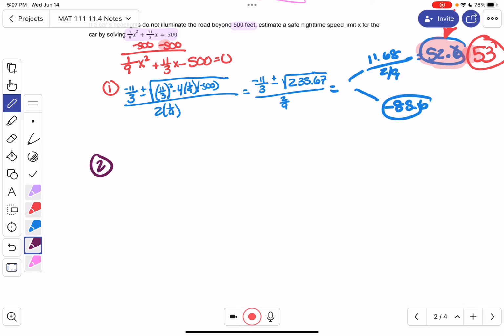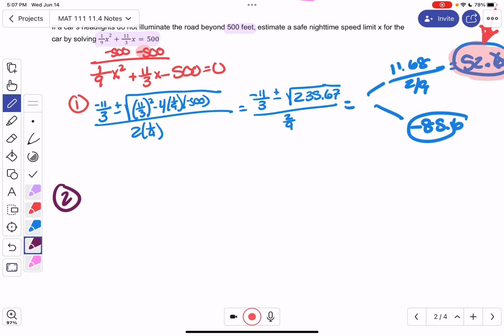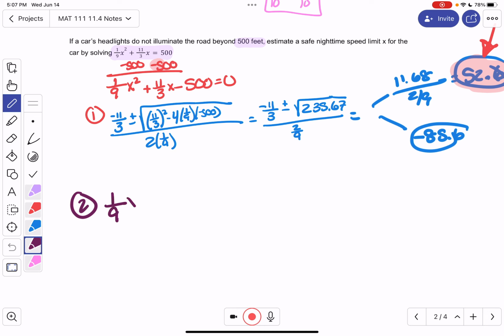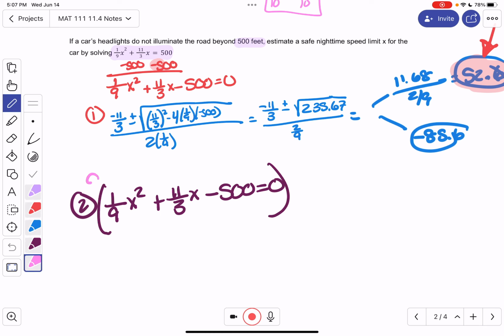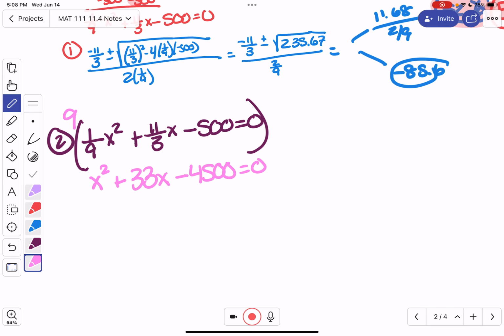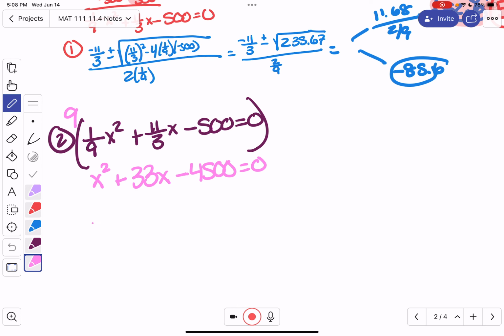Method 2 is to get rid of the fractions, because people don't like fractions. So if we have 1/9 x squared plus 11/3 x minus 500 equals 0, if we multiply everything by the greatest denominator, we get 9. 9 times 1/9 is 1. 9 times 11 is 99. Divided by 3 is 33. And 9 times 500 is 4,500.